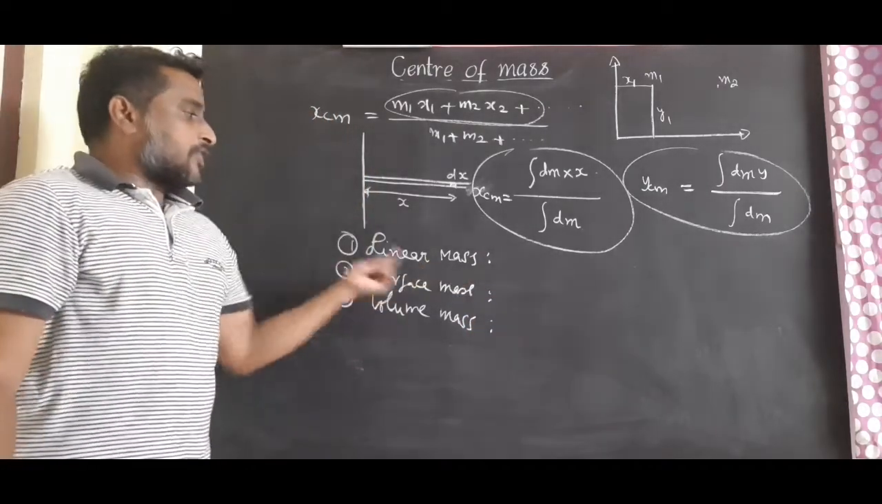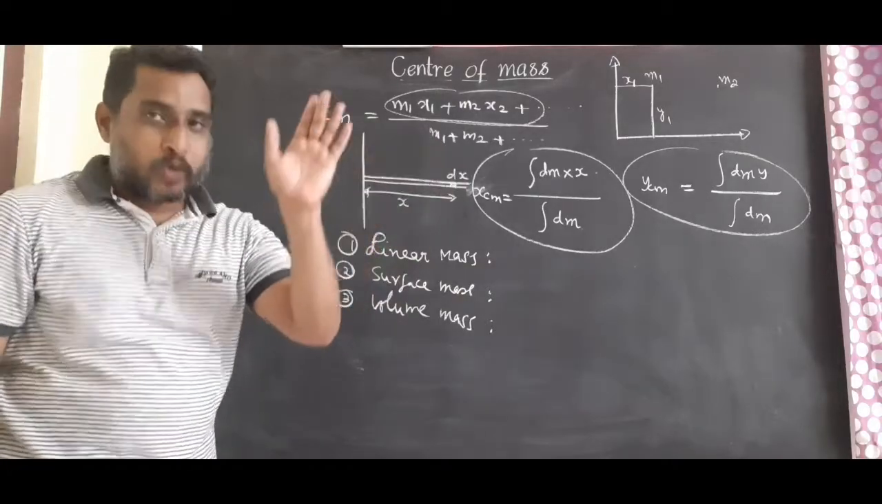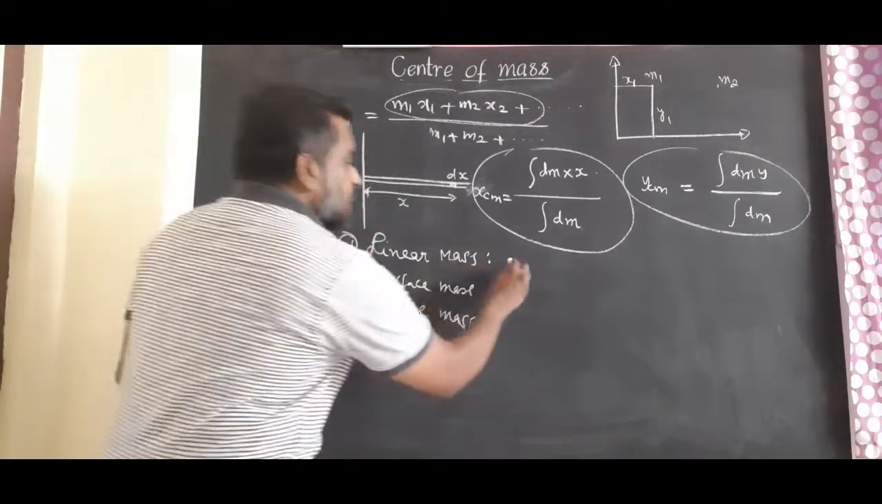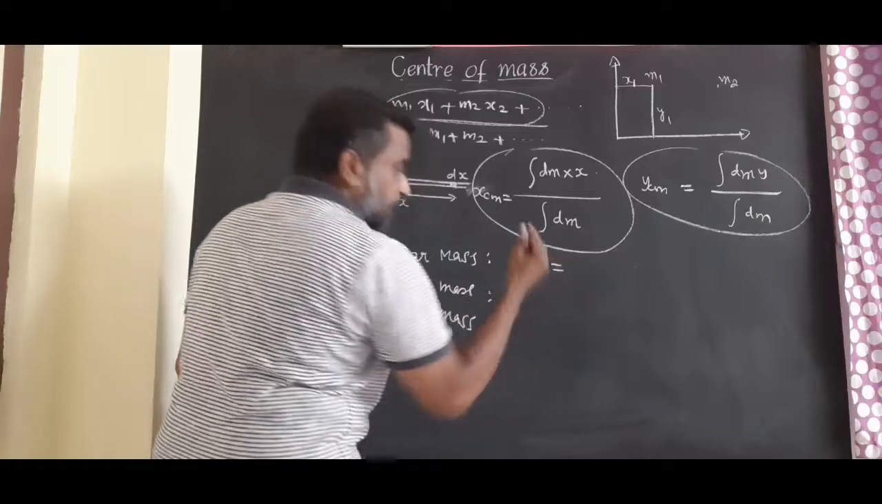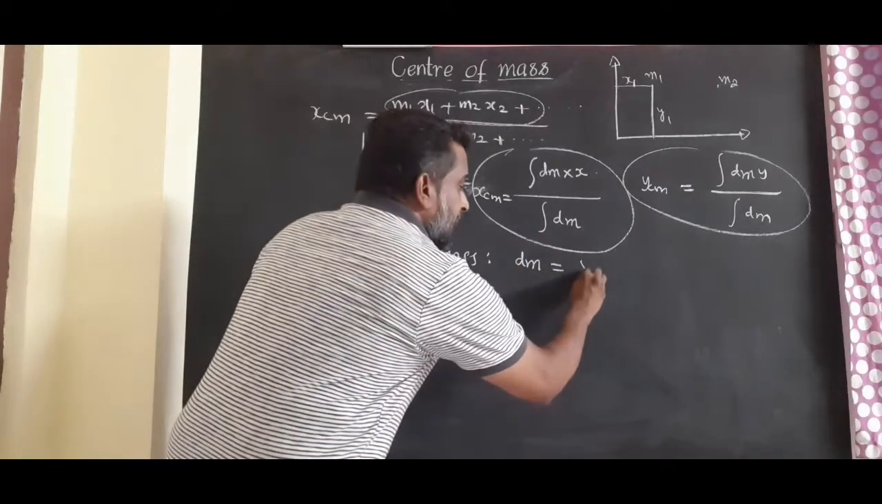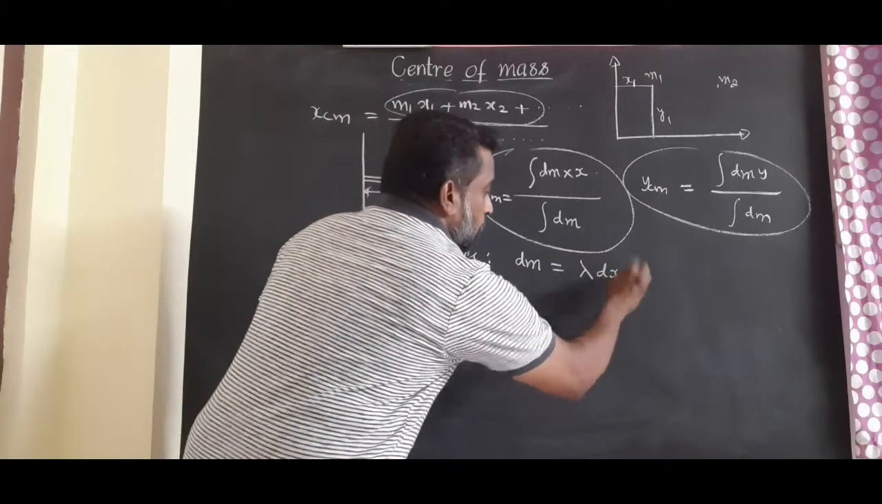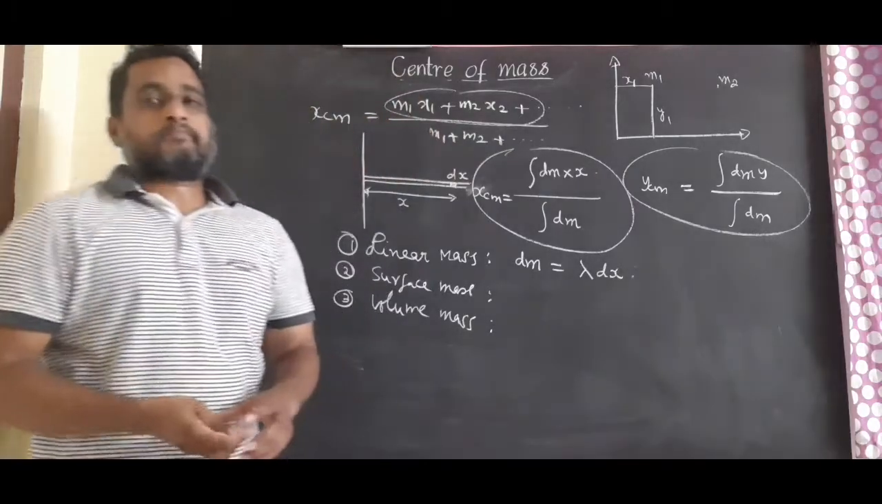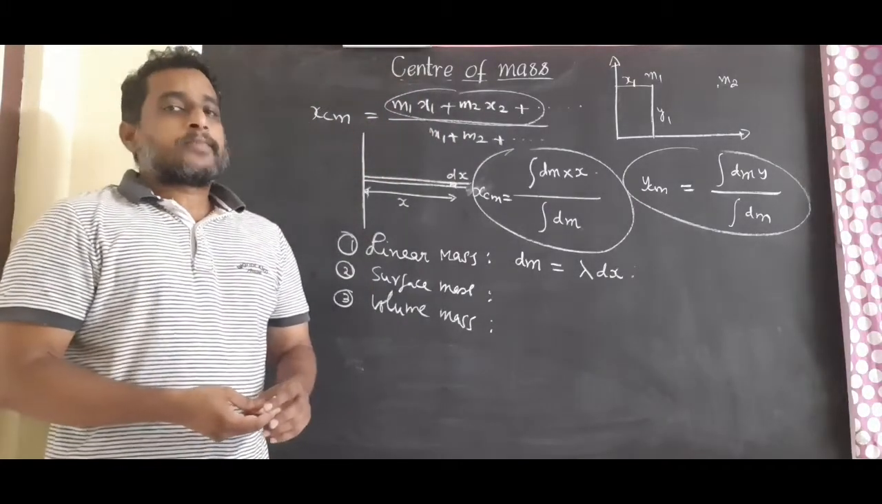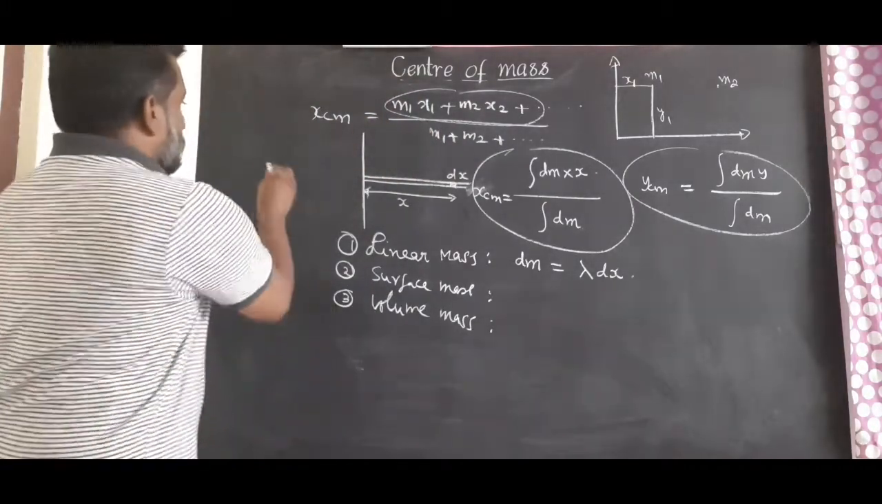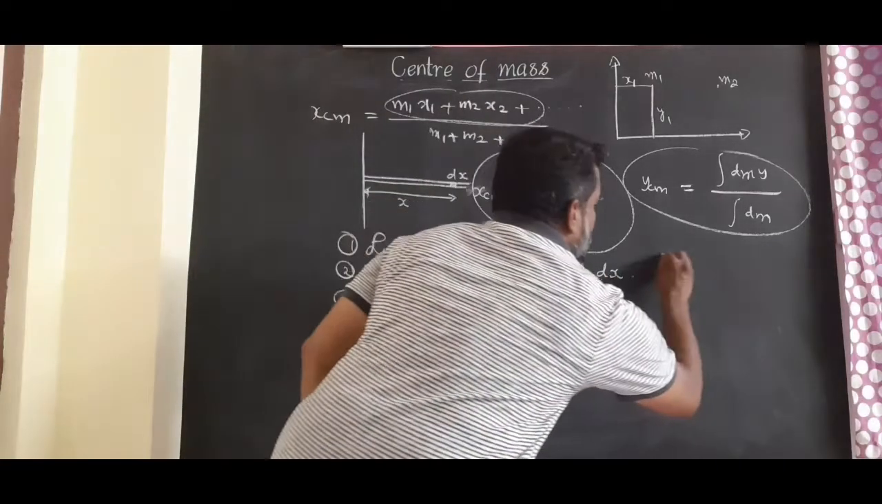If you consider the case of linear mass distribution, mass of an element dm will be given by linear density into length of the element. See, suppose this is a small rod.